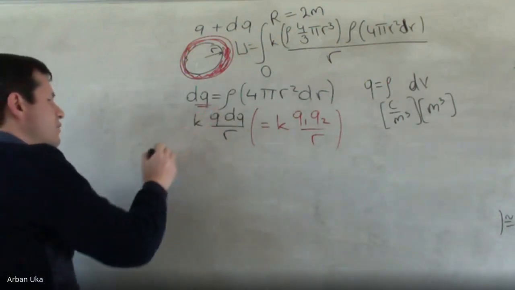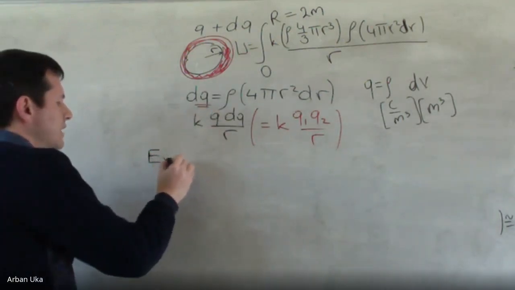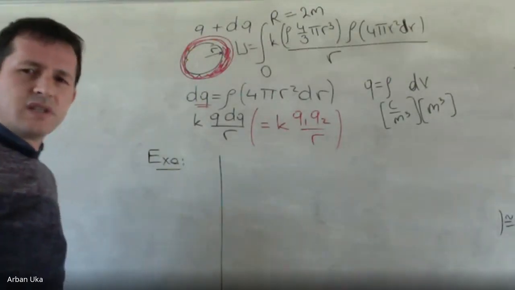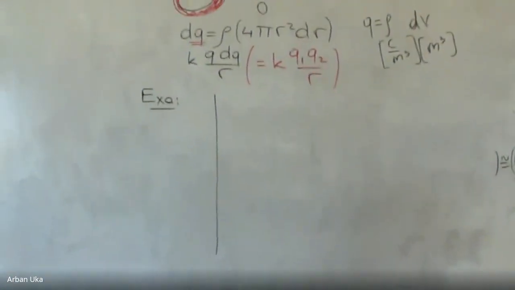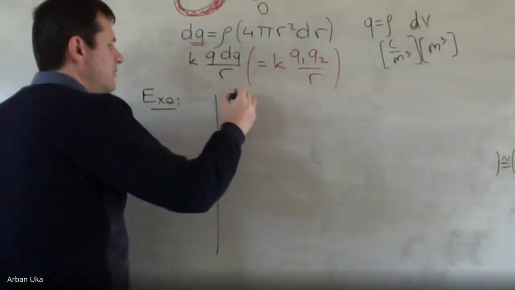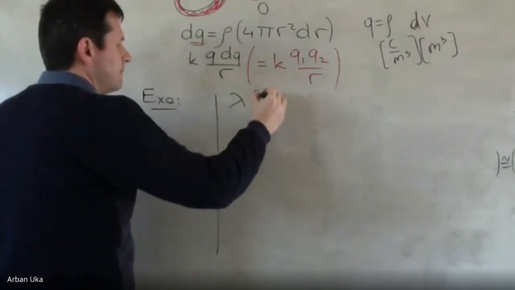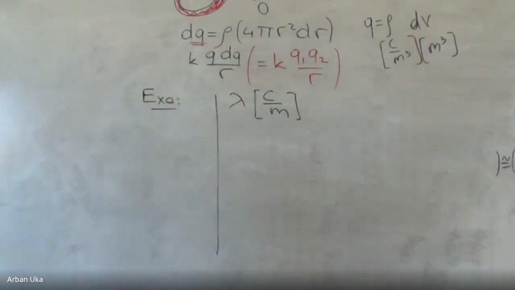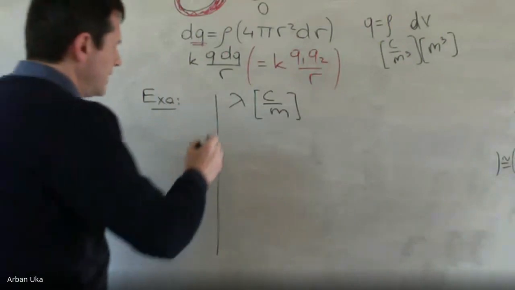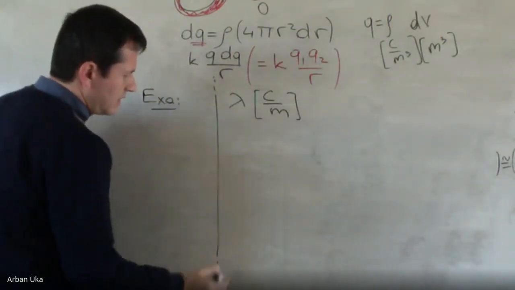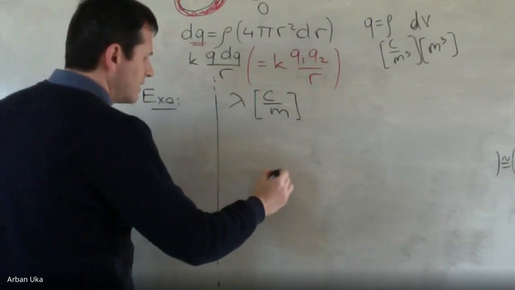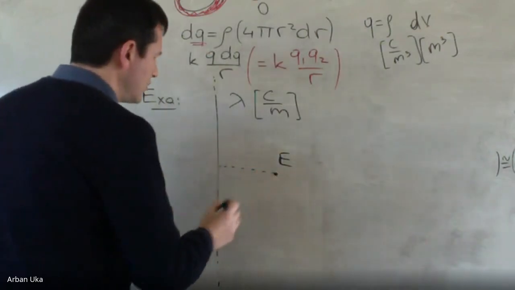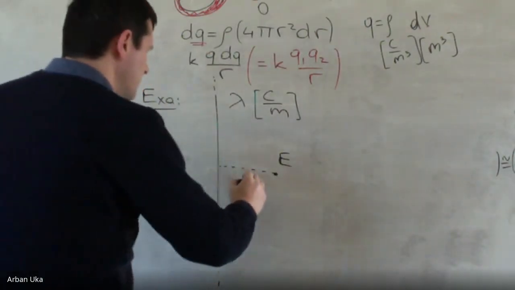So, this was one example. Let's look at another example. Let's assume that we have a thread which has some charge density. And since this is a single line, we define the charge density as lambda, which is measured in coulombs per meter. Okay? And then, if this is coulomb per meter, let's assume that this is an infinitely long line. We want to find the electric field at some point here. And let's assume this distance to be r.